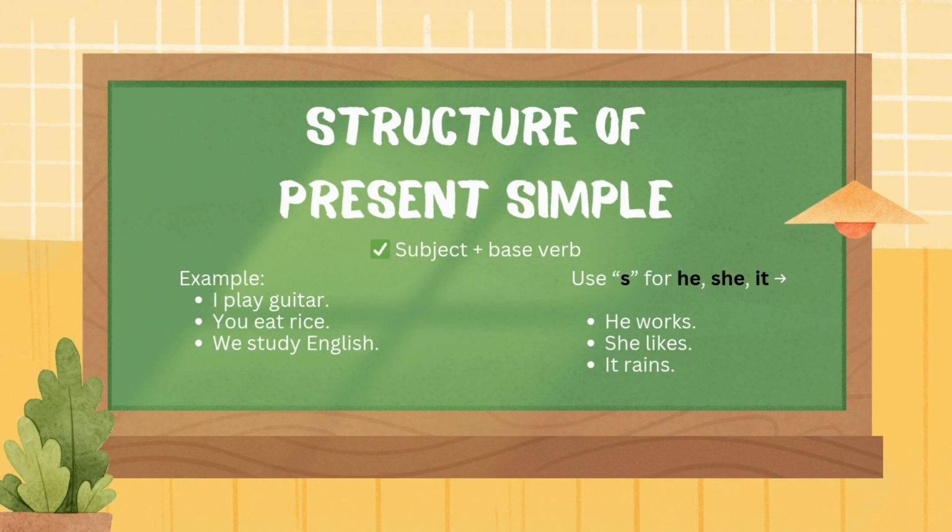We study English. We is the subject. Study is your base verb. Remember this. Use S for he, she, it. Again, if your subject is he, she, it, use S. Example, he works. She works. Okay? Or she likes, it rains.